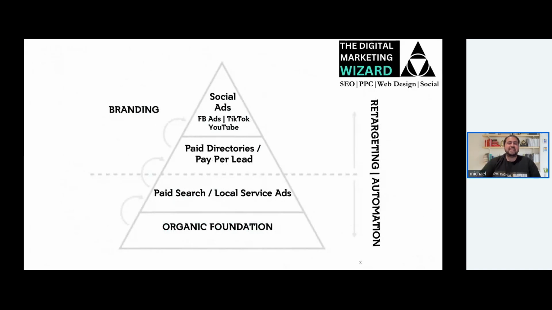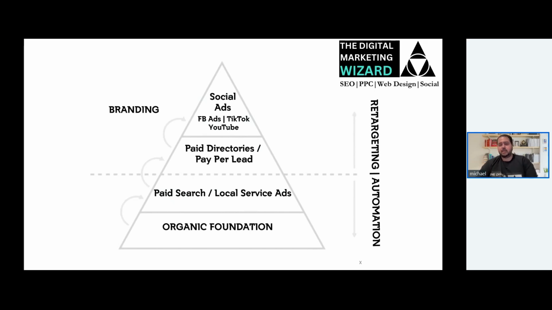So, here's this foundation that I was really looking at. If we're looking at building our foundation, especially the organic foundation, the highest quality leads and the lowest cost per lead will basically come from our organic foundations and organic rankings. Local service ads and the Google Guarantee program, you need to have automation and retargeting set up.